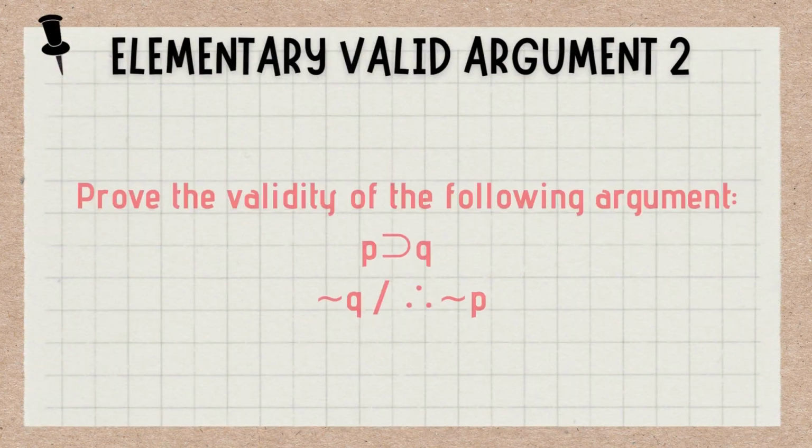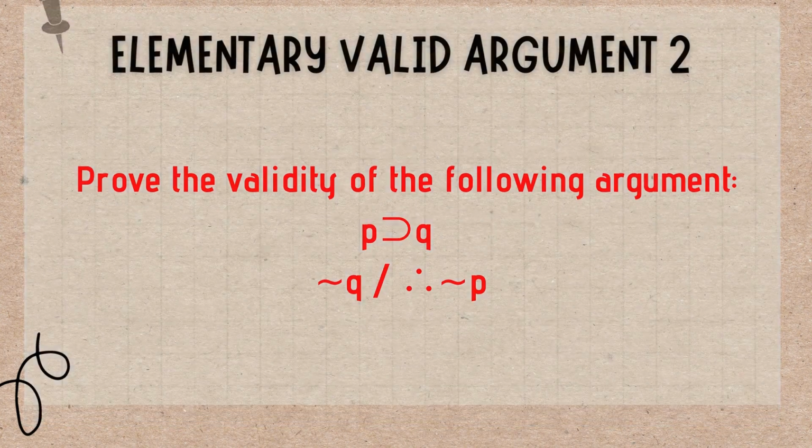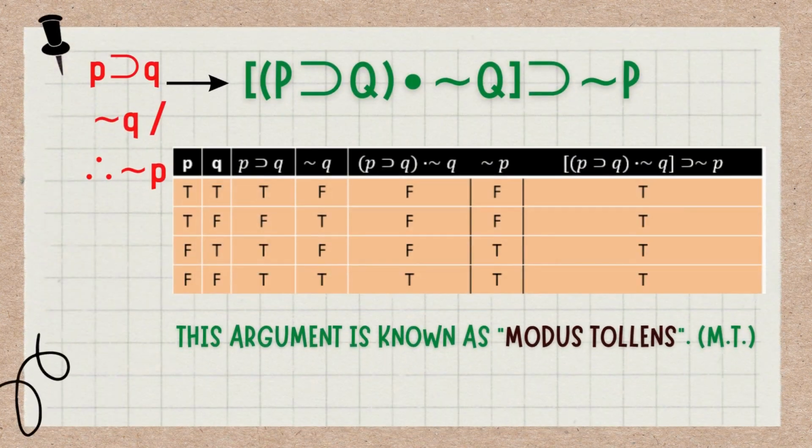The second valid argument is P implies Q, not Q, therefore not P. This is a valid argument. We conjoin the first premise and second premise, and imply the third. When you do this in the truth table, in the conclusion we get all the values as true. This is what we call modus tollens.